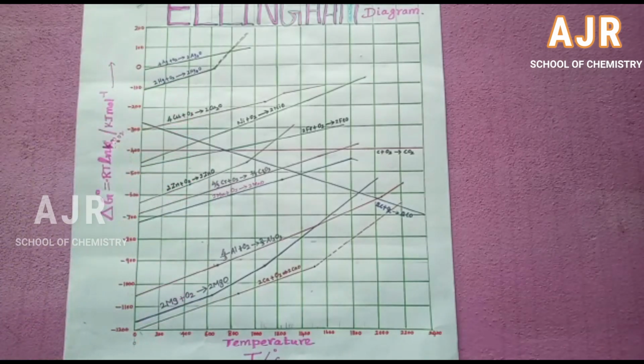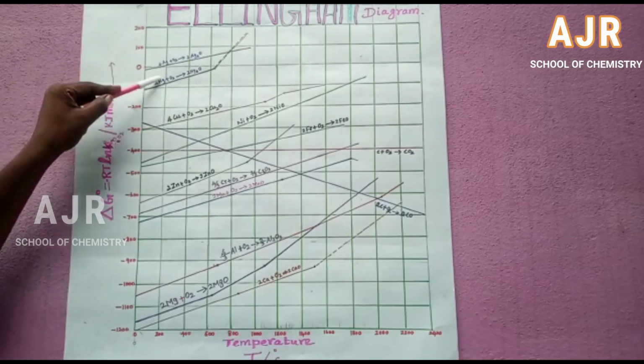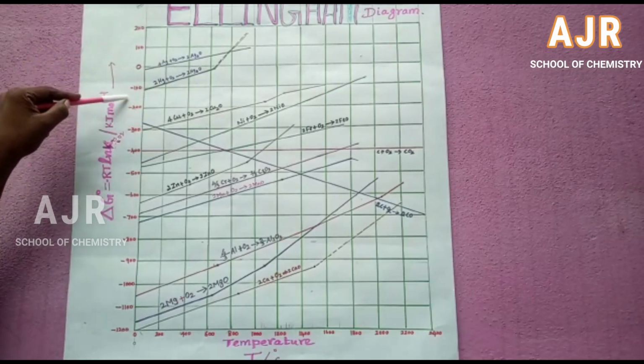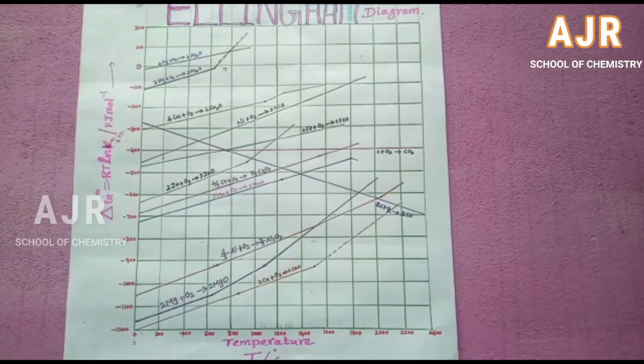It indicates that these oxides are unstable at moderate temperature and will decompose on heating even in the absence of reducing agent. Can you say why? This is because their delta G values are more positive, right? So since delta G value is positive, they will be decomposing on heating even in the absence of reducing agent.